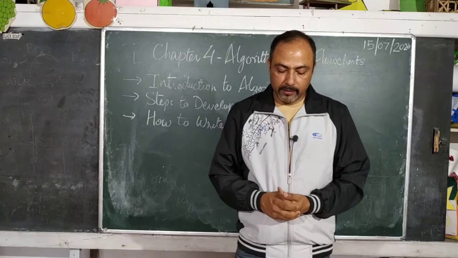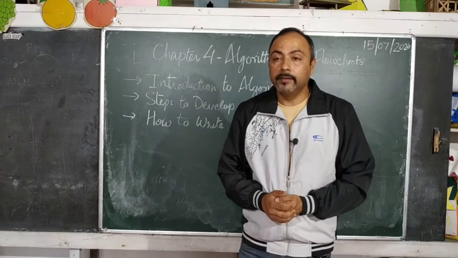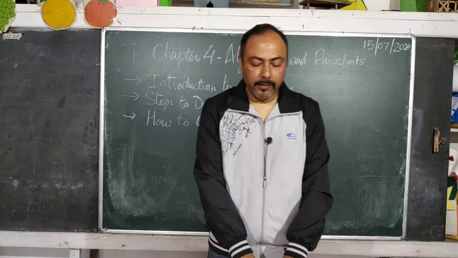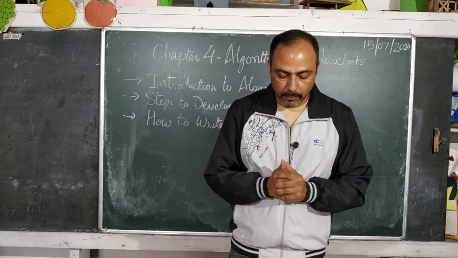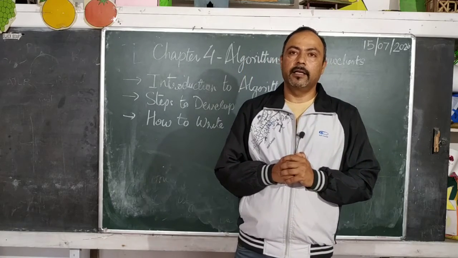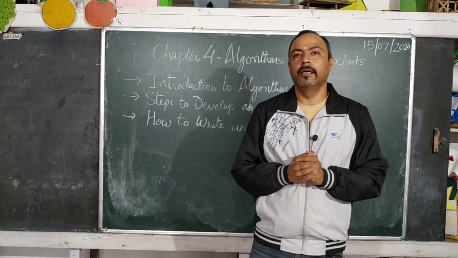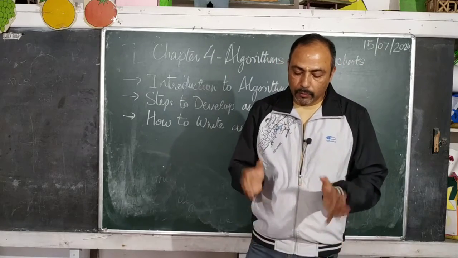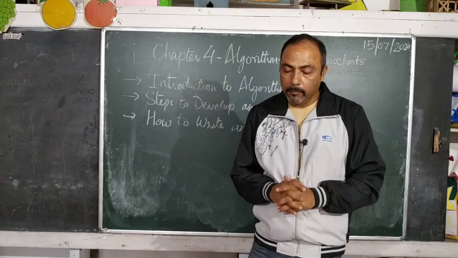While writing an algorithm, certain rules are to be followed. These rules are given below. So I'll just read the rules which are there in order to write the algorithm. Rule 1: an algorithm is always written in the English language. It should be written in simple English. An algorithm uses simple language so that it is easy for everyone to understand.